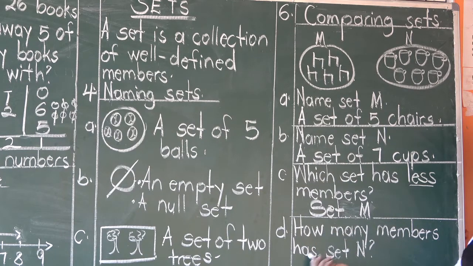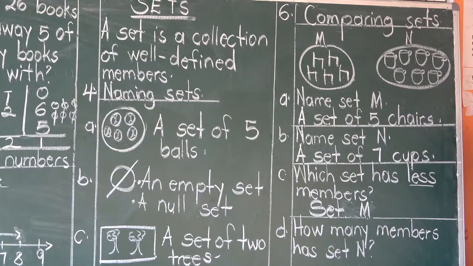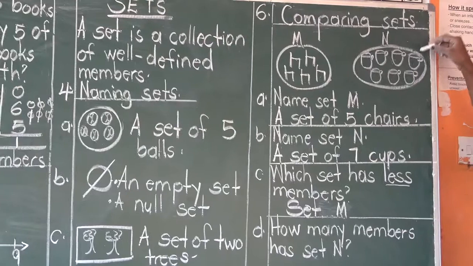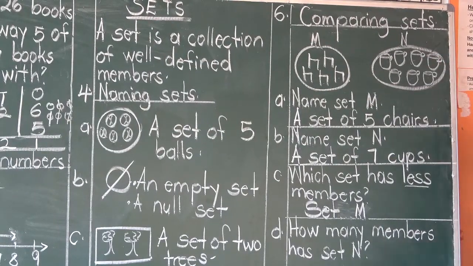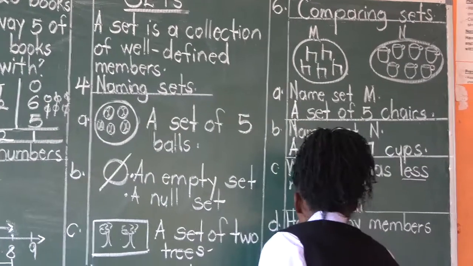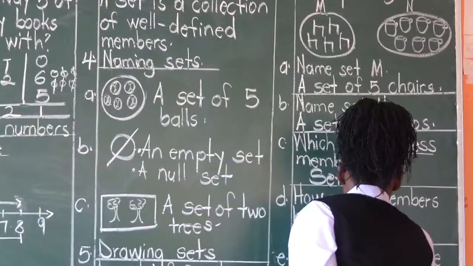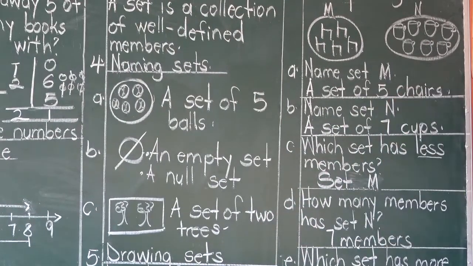Okay? Alright, now let's look at our next number. How many members has set N? Here we have to count. Let's go to set N and count the members. 1, 2, 3, 4, 5, 6, 7. Meaning that set N has 7 members. We shall just write there 7 members.